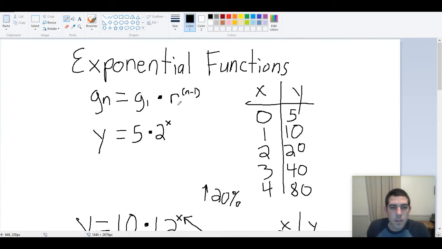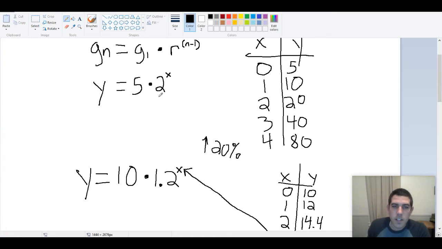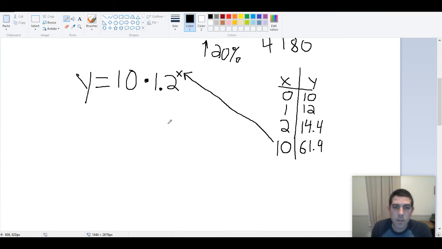Let's see, so we got doubling. If we want to triple it, we can make the ratio 3, right? If you wanted to quadruple it, you can make the ratio 4. If you wanted to make it a percent, like maybe a 50% increase, we would just make the ratio 1.5. That would be a 50% increase.